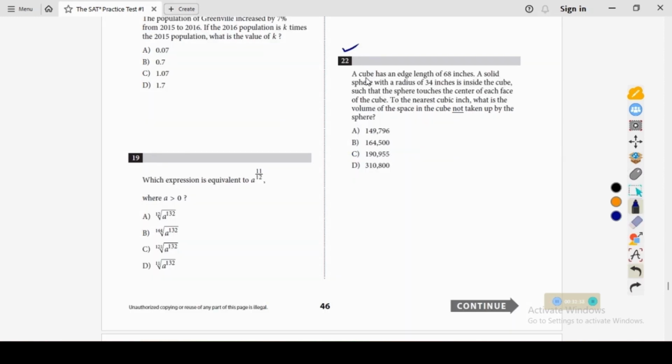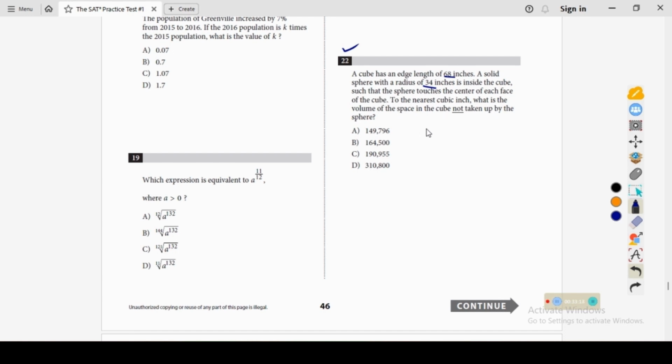In question number 22, a cube has an edge length of 68 inches and a solid sphere with a radius of 34 inches is inside the cube such that the sphere touches the center of each face of the cube. To the nearest cubic inch, what is the volume of the space in the cube not taken up by the sphere? Since the sphere is inside the cube and we have to find the volume of the cube that is not taken up by the sphere, we can calculate the volume of the cube and the volume of the sphere and subtract the volume of the sphere from the volume of the cube.